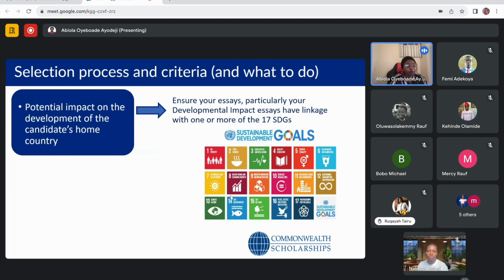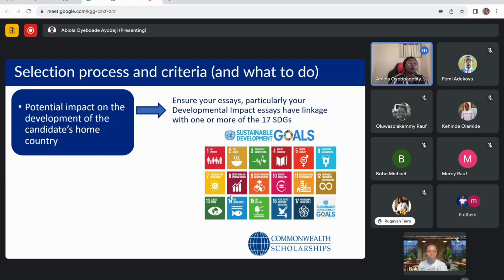Let me use my research, for instance. I'm working on intra-household gender gaps in agriculture and its impact on food security. So that has a correlation with zero hunger, gender inequality, and also no poverty. So it was easier to tailor down my essays because it already finds its expression in one of the sustainable development goals, which are global issues.